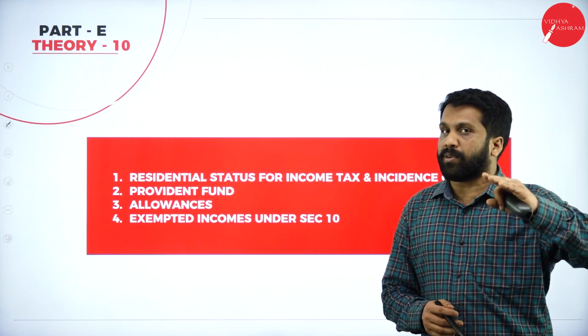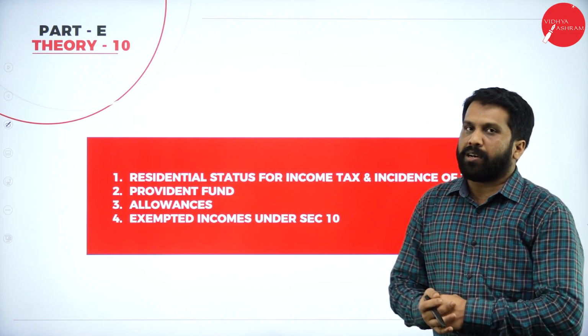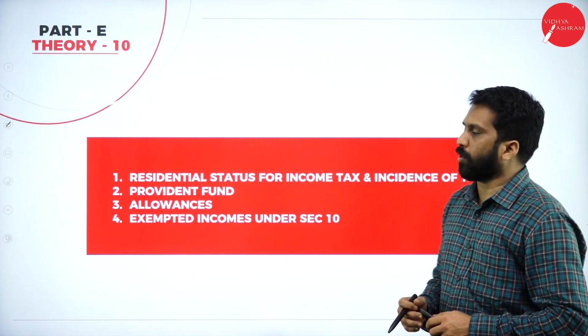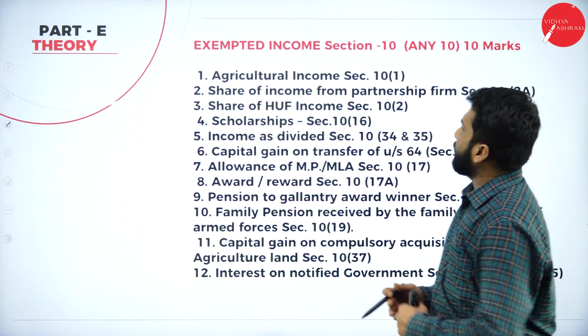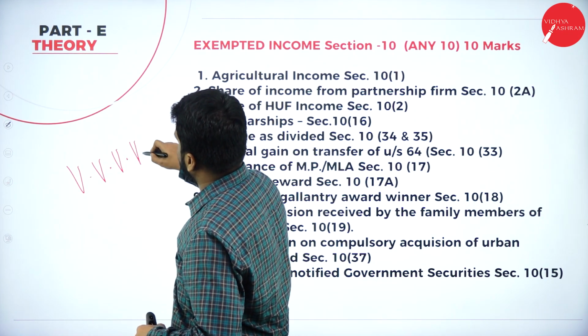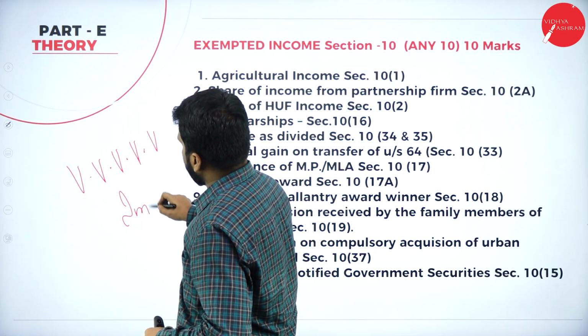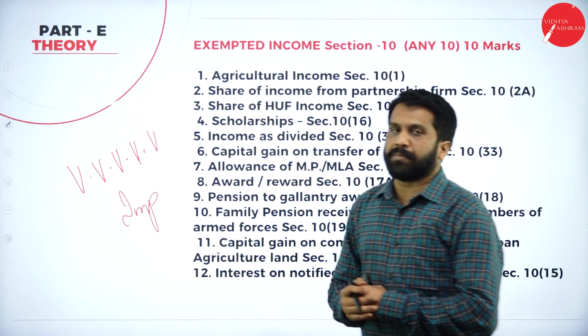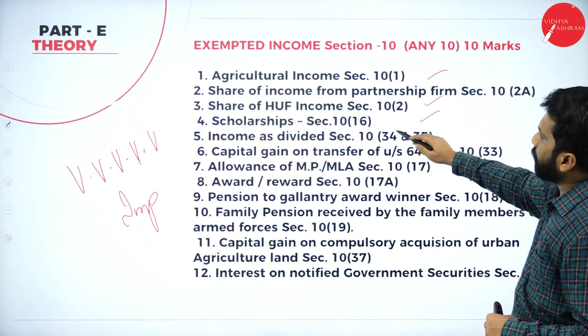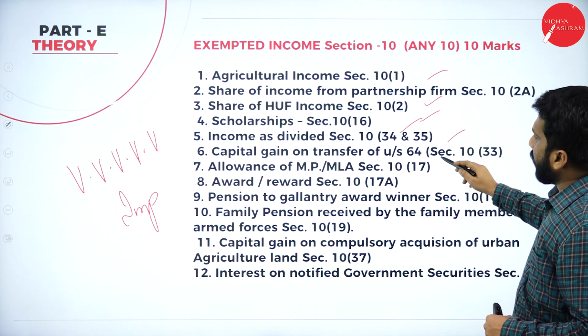So in the beginning only, in the question bank you will get it, so I don't want to trouble you. I have given you the answer in the slide. You can take a screenshot. See, exempted income. This is very, very important. What are the exempted items? Now, agriculture income, share income, HUF, scholarship, dividend, capital.